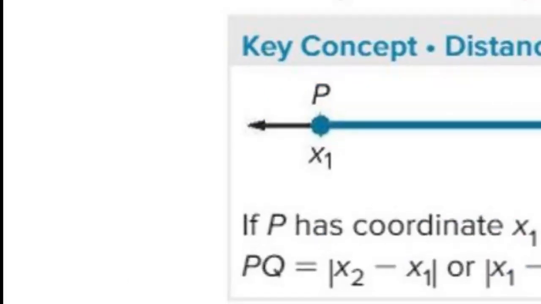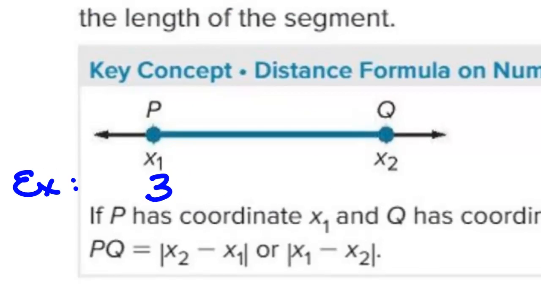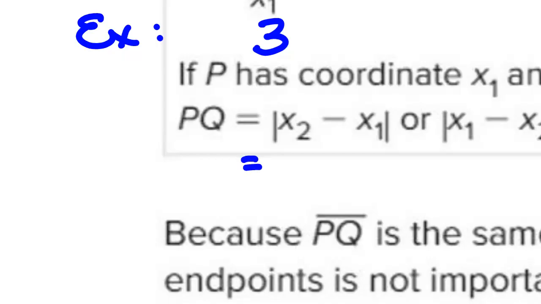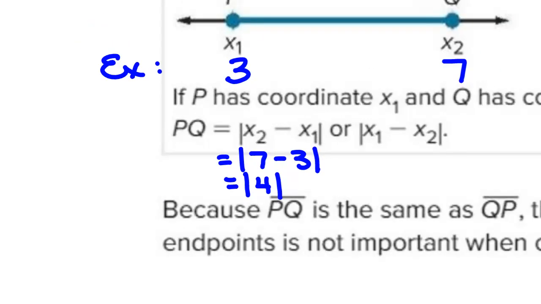So let's do a quick example here. For example, let's pretend that point P has a coordinate on the number line of 3, and point Q has a coordinate on the number line of 7. Then if we do the absolute value of x2 minus x1, I would have the absolute value of 7 minus 3, which would give me the absolute value of 4. Or we could do the absolute value of 3 minus 7, which would give us the absolute value of -4.